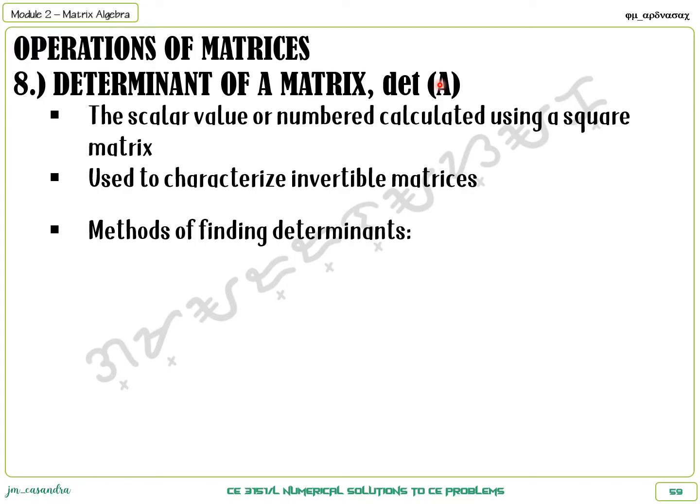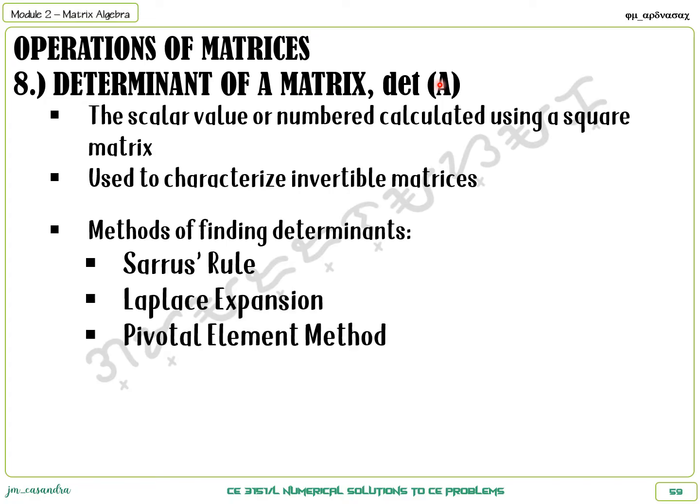So there are different methods of finding the determinants. This would include the Sarrus rule, the Laplace expansion, the pivotal element method, and many more. For this video, we'll be discussing three methods.